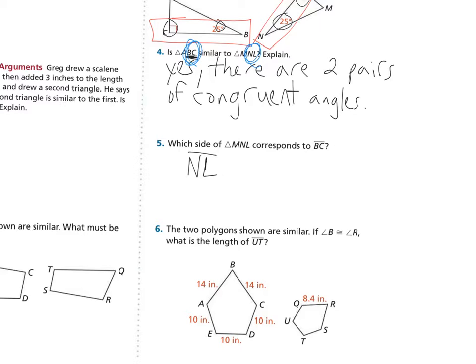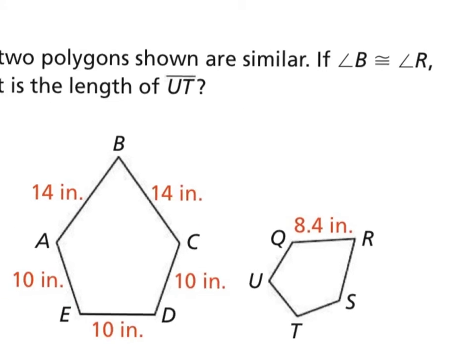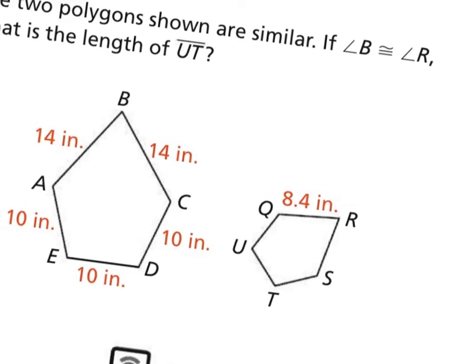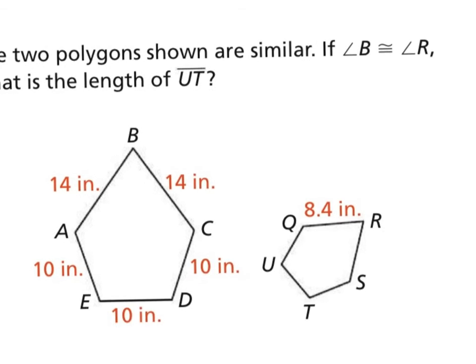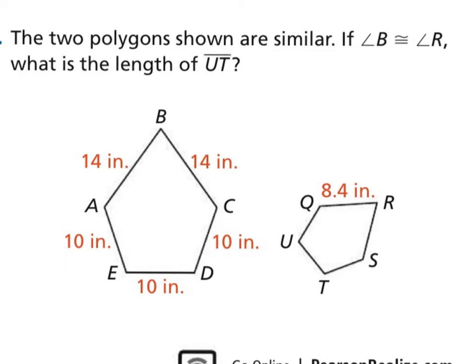Look at number 6 then. It says the two polygons are similar. Angle B is congruent. So that symbol there, again, that squiggly with the equal sign under it means congruent. Angle B is congruent to angle R. What is the length of UT? So they're not saying like angle B is 30 degrees and angle R is 30 degrees. It doesn't really matter. It's just the fact that these angles are equal to each other. So they're equal. We can put a little arc underneath both of those. That just means they have the same measure as each other. Okay.